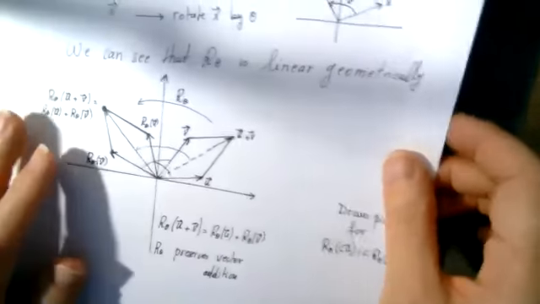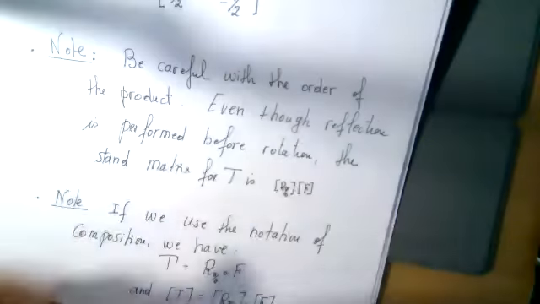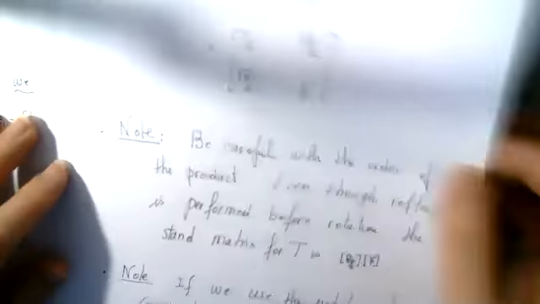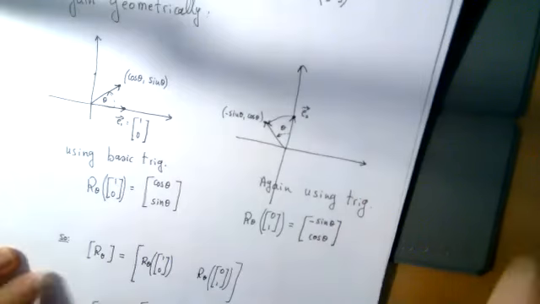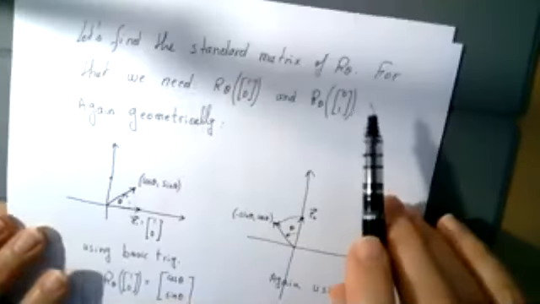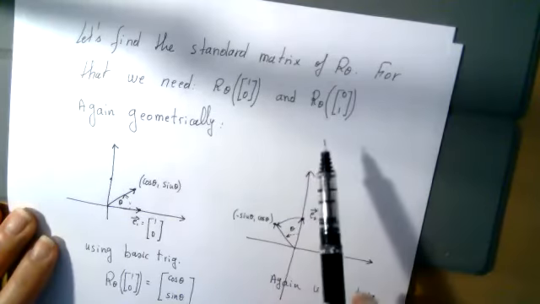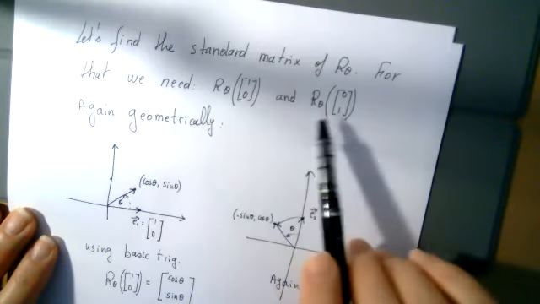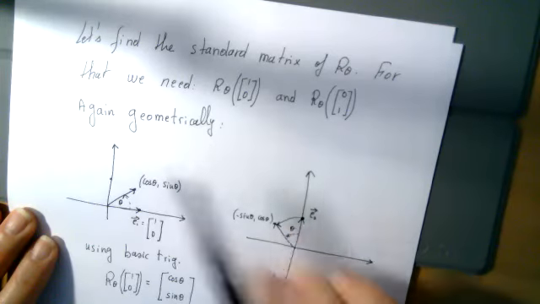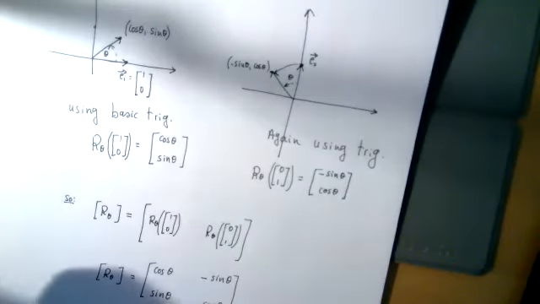Now, if it's linear, now we can find the matrix that is going to help us to generate it. So let us look at the rotation matrix. Okay, so let us find the standard matrix of rotation. To find the standard matrix of the rotation, we need to find what R theta does to E1 and what R theta does to E2. Again, we're going to do that geometrically. So we're going to geometrically decide what happened to E1 and what happened to E2.